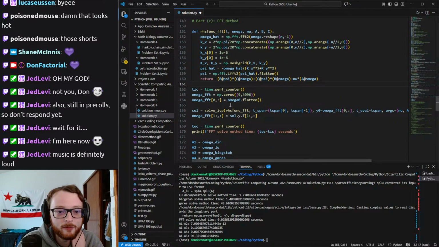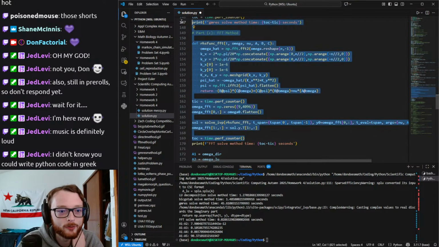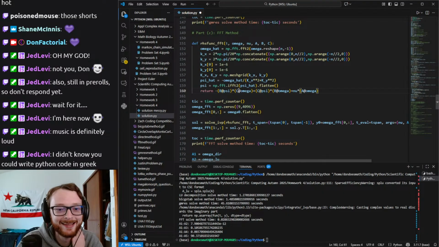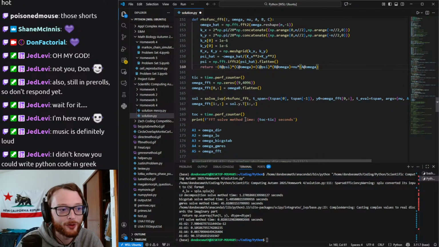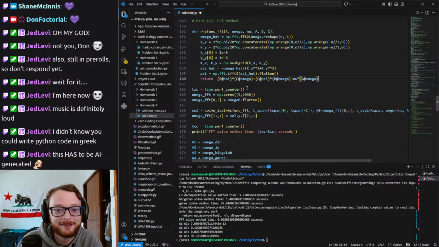I had a busy morning slash early afternoon, but the moral of the story is that this code now works. Right? Python code in Greek. There's a lot of omegas, psis, and nus being thrown around. You're right. You know, when you make plots, you can actually put LaTeX in those plots and it renders just fine, which was kind of cool.